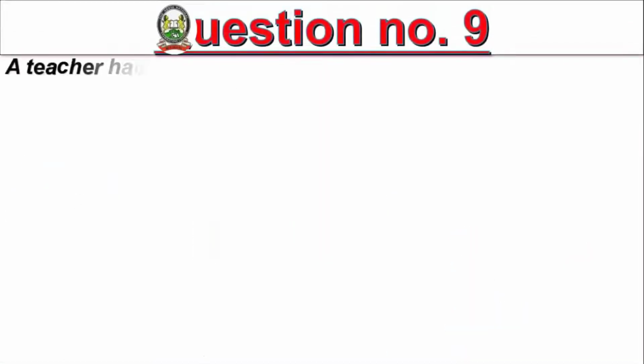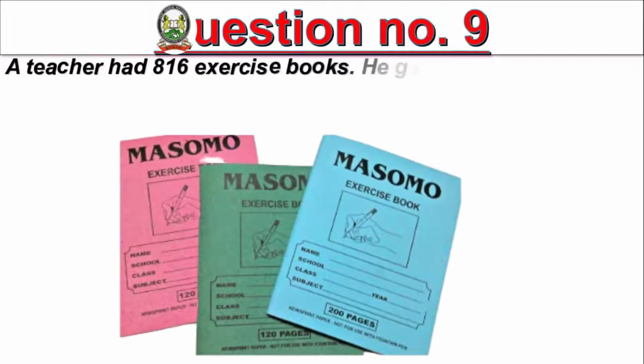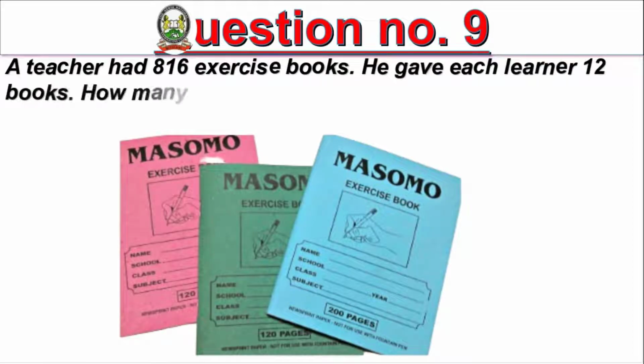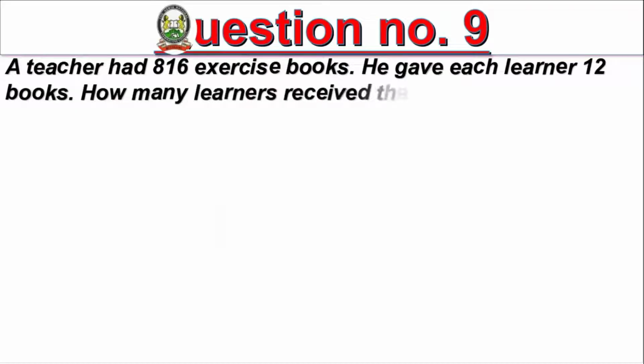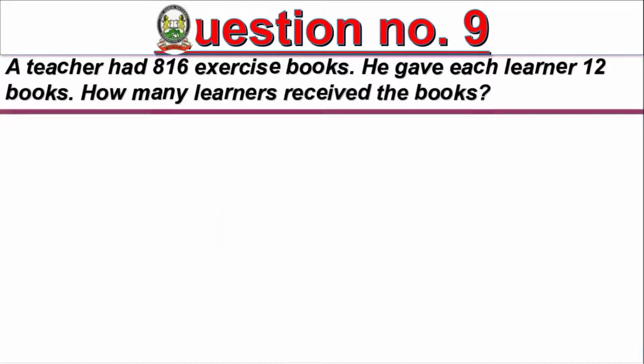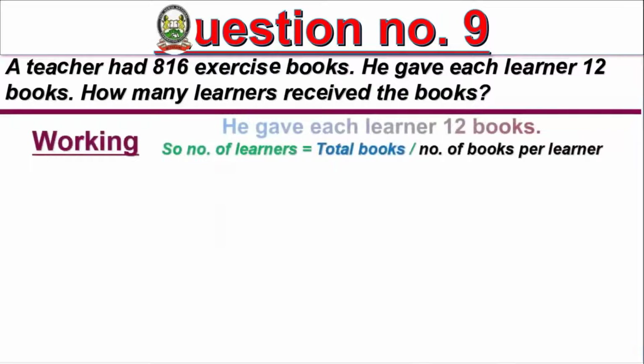Question number 9. Question number 9 says, our teacher had 816 exercise books. He gave each learner 12 books. How many learners received the books? So this one we do. Working is just, he gave each learner 12 books. So the number of learners will be the total books, you share by the number of books per learner.